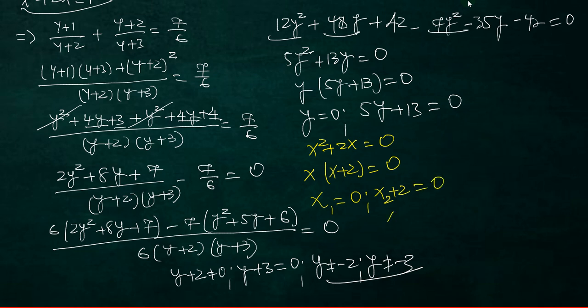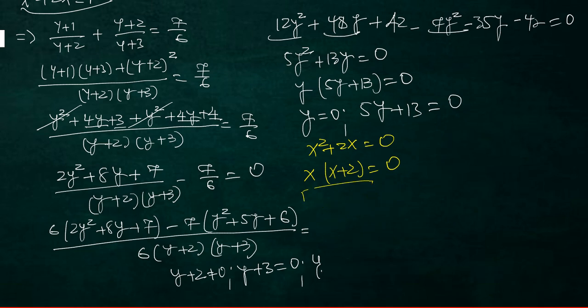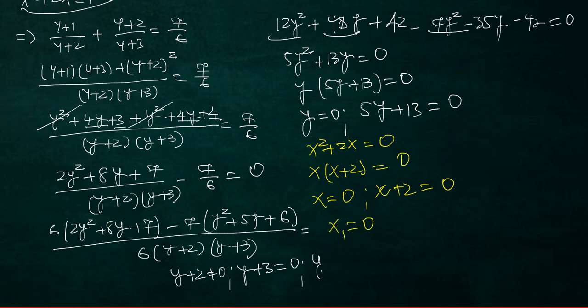So we're going to have x2 equals negative 2. So we have x times x plus 2 equals 0, and then x equals 0 and x plus 2 equals 0. Then x1 equals 0, which is one of our solutions, and x equals negative 2, which is our second solution.